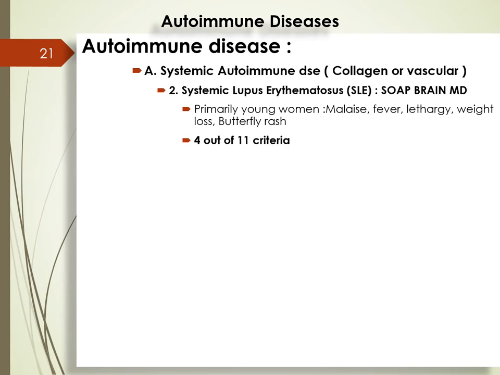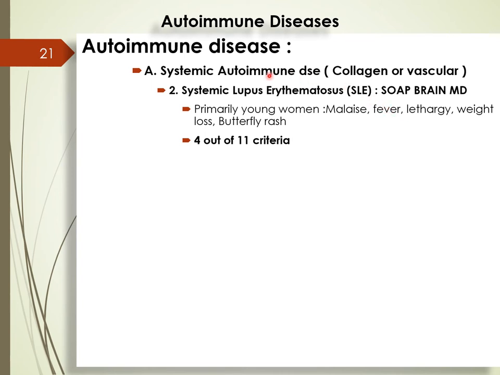And the next will be your systemic autoimmune diseases. The second would be your SLE, or systemic lupus erythematosus, wherein you can diagnose it clinically using the mnemonic SOAP BRAIN MD, which are the 11 criteria. So you only need 4 out of the 11 to be fulfilled to make a clinical diagnosis.